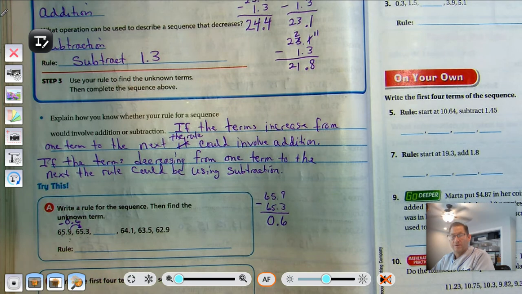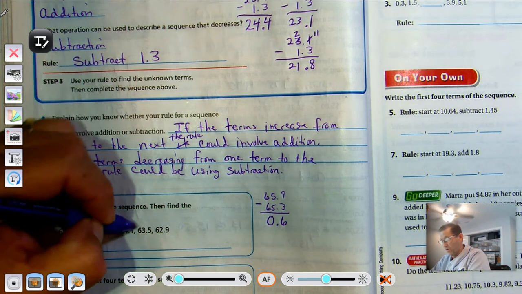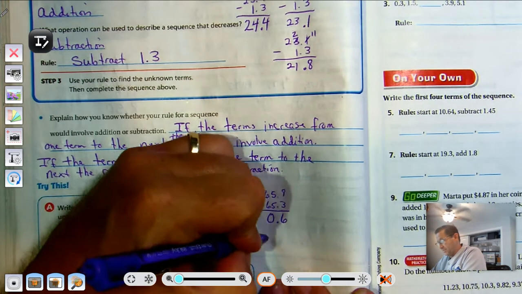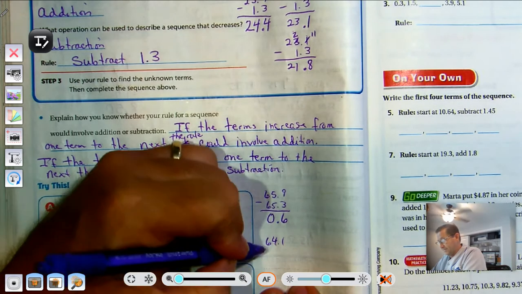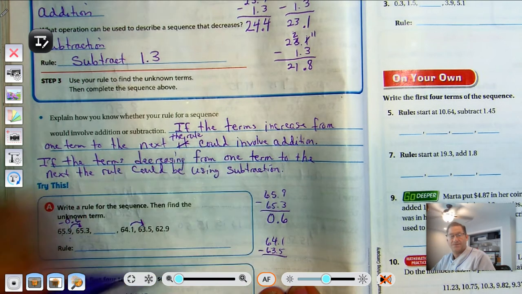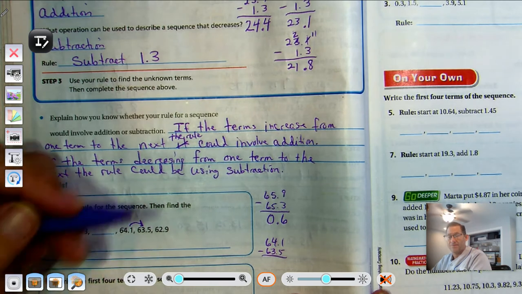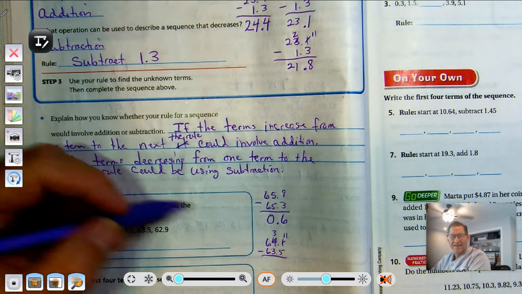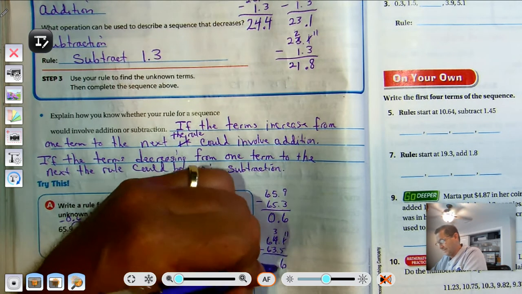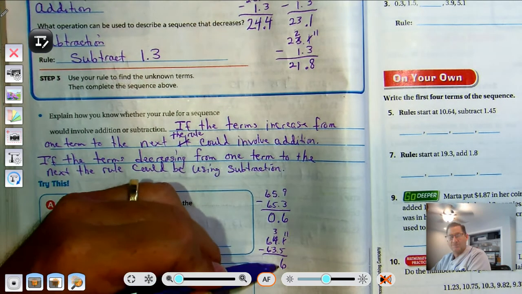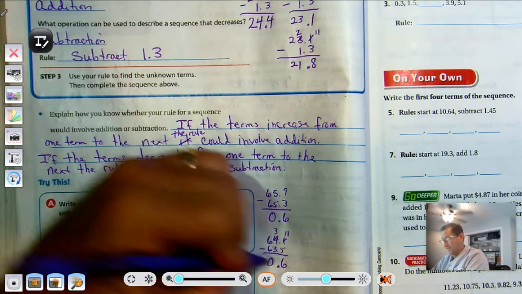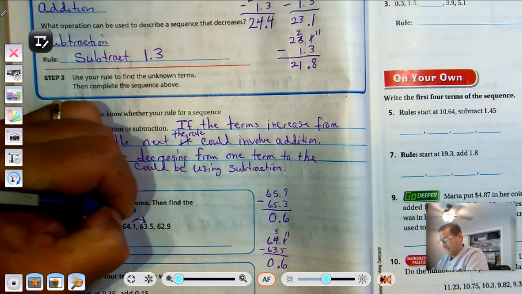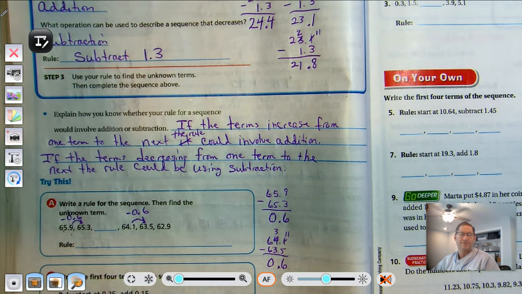That should be true of all the terms. So let's check one more. And how much is it decreasing from 64 and 1 tenth to 63 and 5 tenths? I can't take 5 tenths from 1 tenth. So regroup from the ones. 11 tenths take away 5 tenths is 6 tenths. Place the decimal, and 63 take away 63 is 0. So that is decreasing 6 tenths.